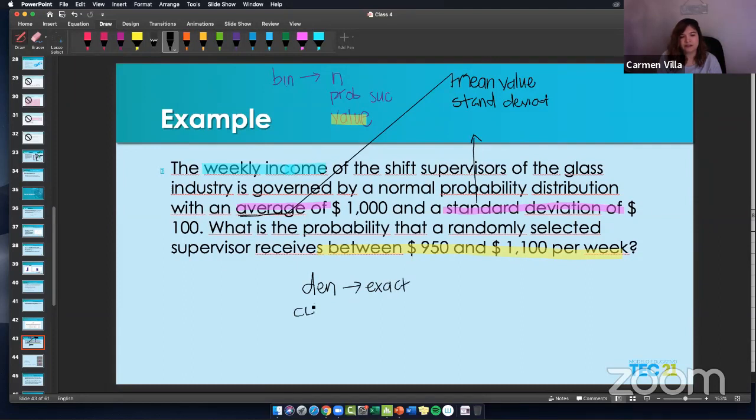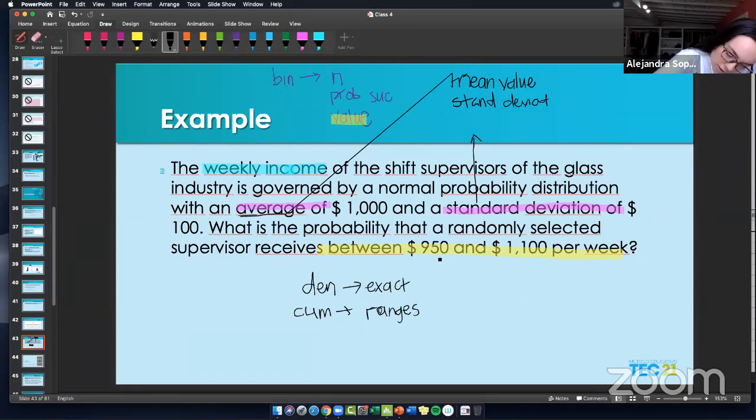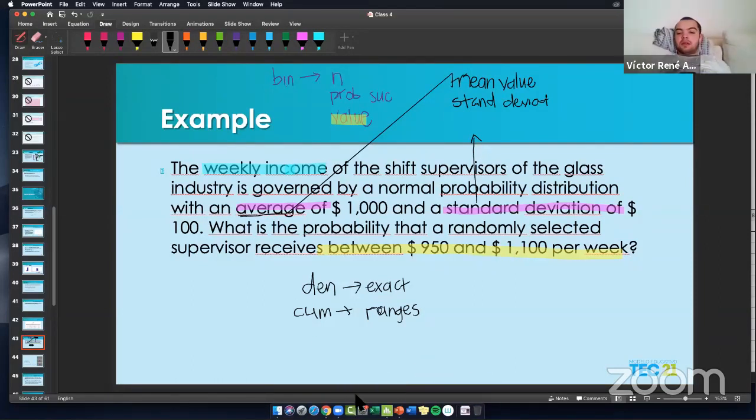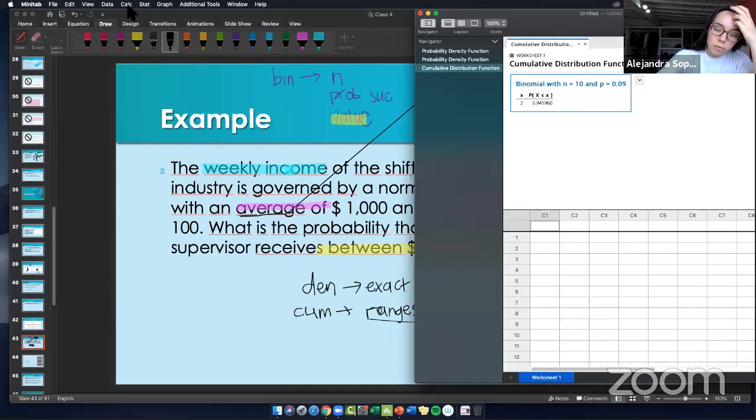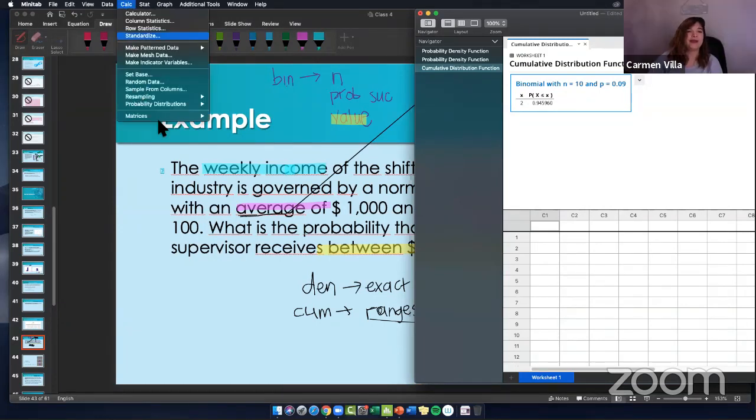And the cumulative is still for ranges. Yes, class? So in this case, that says that between $950 and $1,100 per week, what do you think it should be? Density or cumulative? Cumulative. Cumulative is range. Yes, class? Questions? No? So now we go to probability distribution, and then we select cumulative probability.